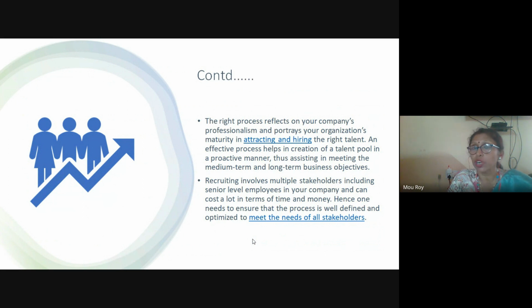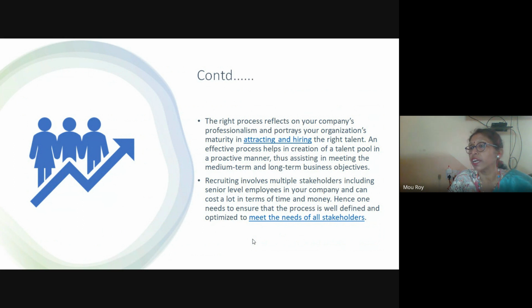Sometimes, especially for government organizations, you don't have an online selection process; they have offline, in the sense that there's a face-to-face interview. Suppose they have interviewed for a particular position, and 15 to 20 candidates might have come, but they find none of the candidates suitable for that position.